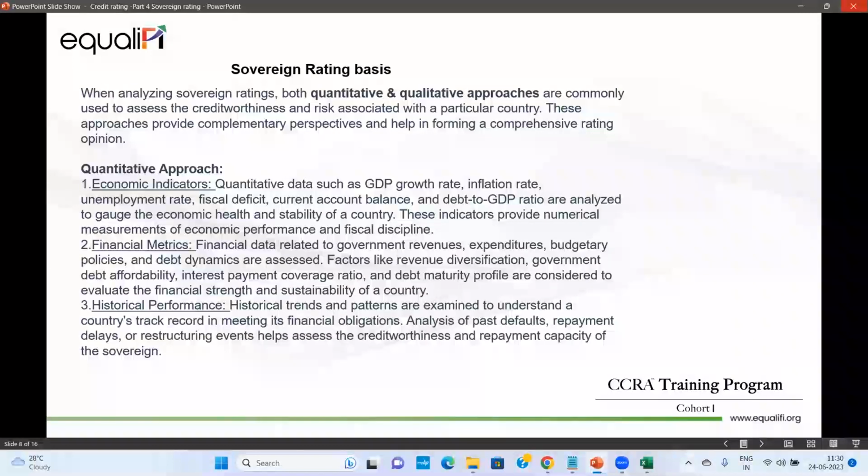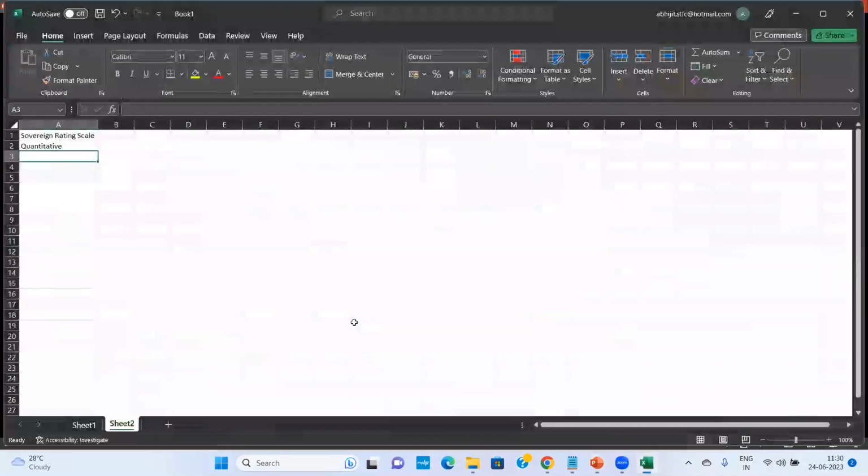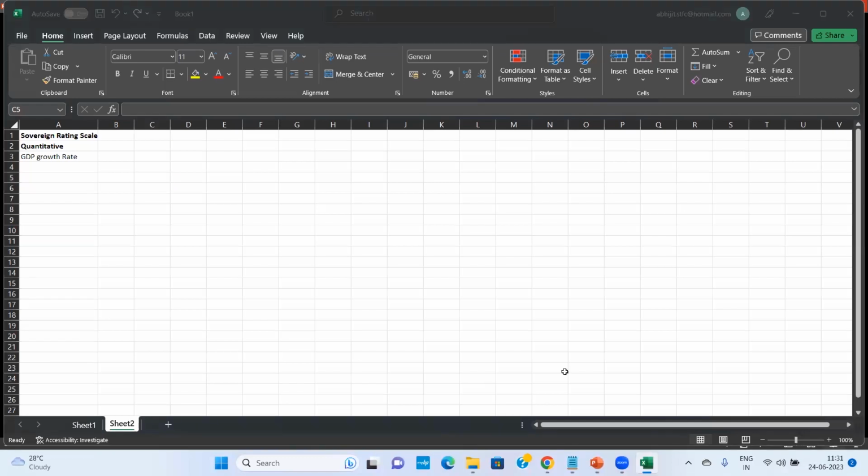Economic index. So what are the items I should put in the rating scale in the quantitative? GDP growth rate. Kindly write in the chat box. What are the things I should put here? So if I am supposed to make a scale. Let us make a scale.